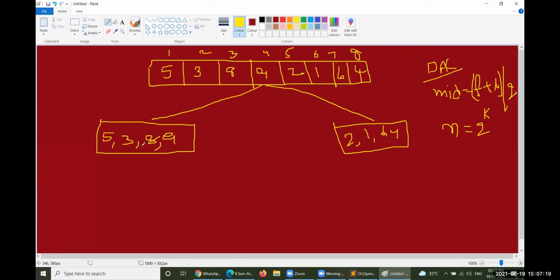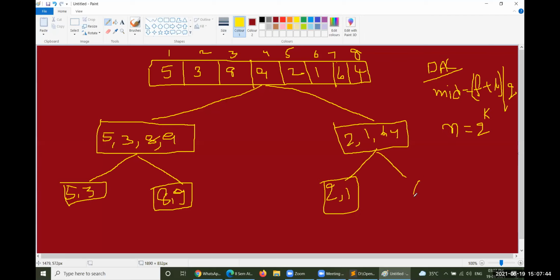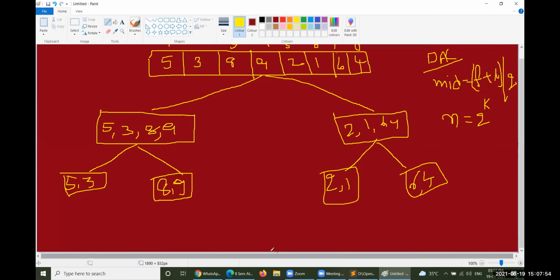Here more than one element is there, so it is also divided into 2 parts. The first part will be 5 comma 3, and 8 comma 9 is one more. In this way the sequential operation is going to happen here. Here 2 comma 1 is the first sublist, and 6 comma 4 will be another sublist. In this way it has been divided. Then again here also 2 elements, so it could be divided again.